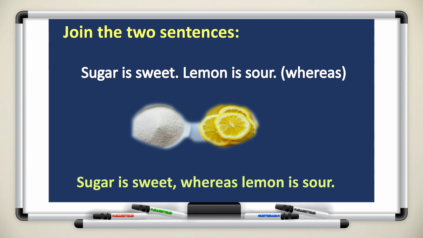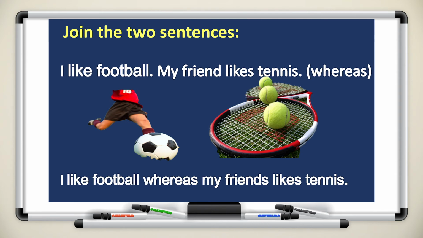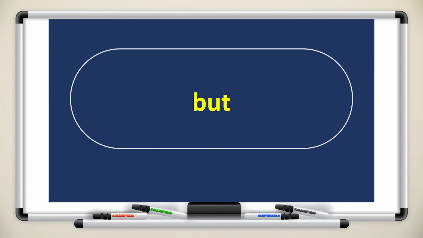Let's look at the next sentence. I like football. I'm talking about myself. I like football. My friend likes tennis. Now, these are two different sports. So we're going to compare what me and my friend like. So I'll say, I like football, whereas my friend likes tennis. See how easy it is to use them. If you understand that basically we're focusing on the differences, look at the two differences in the sentence and you can connect them.